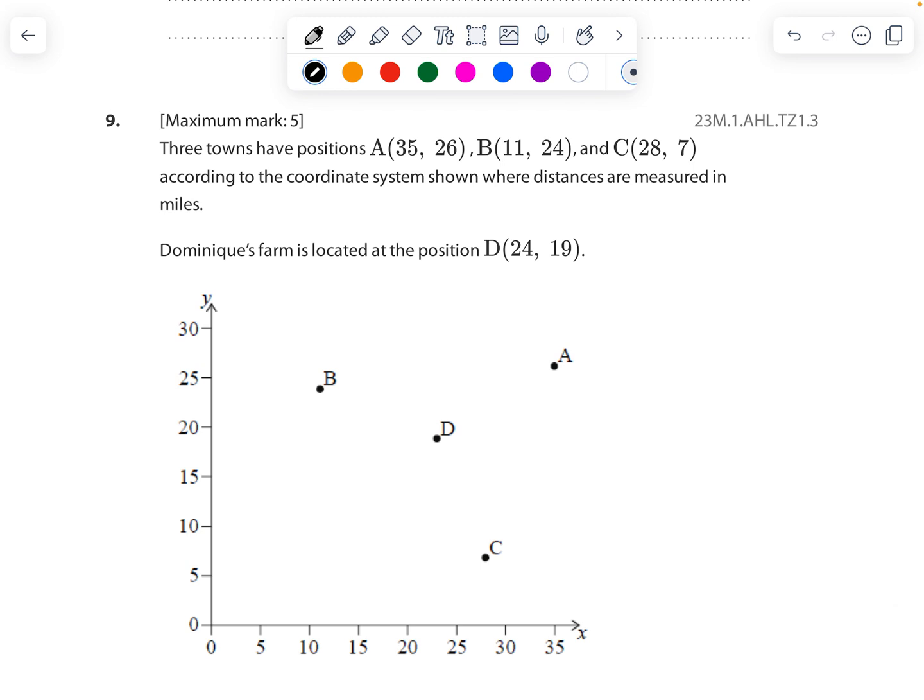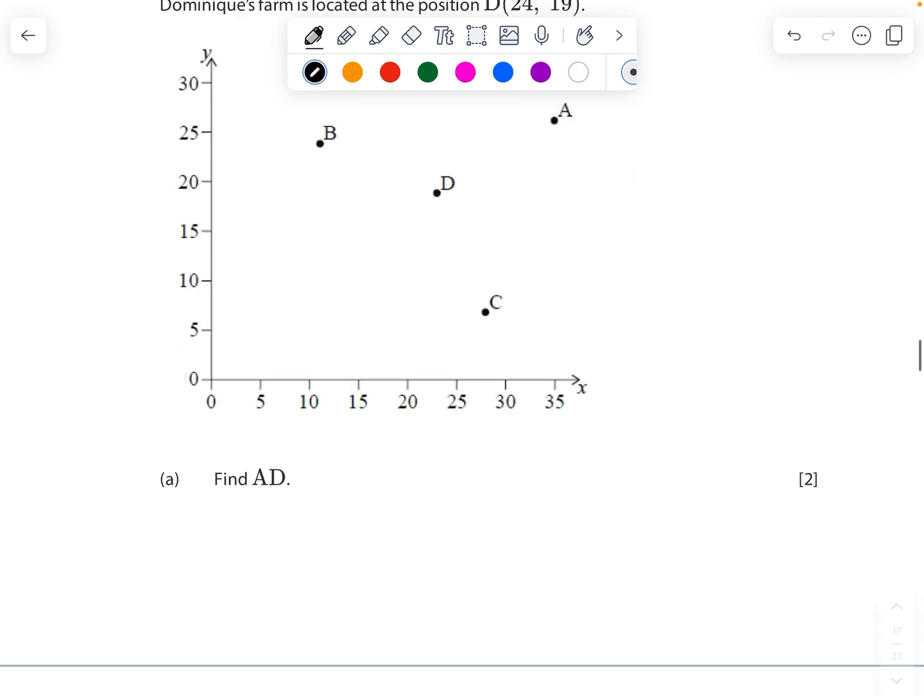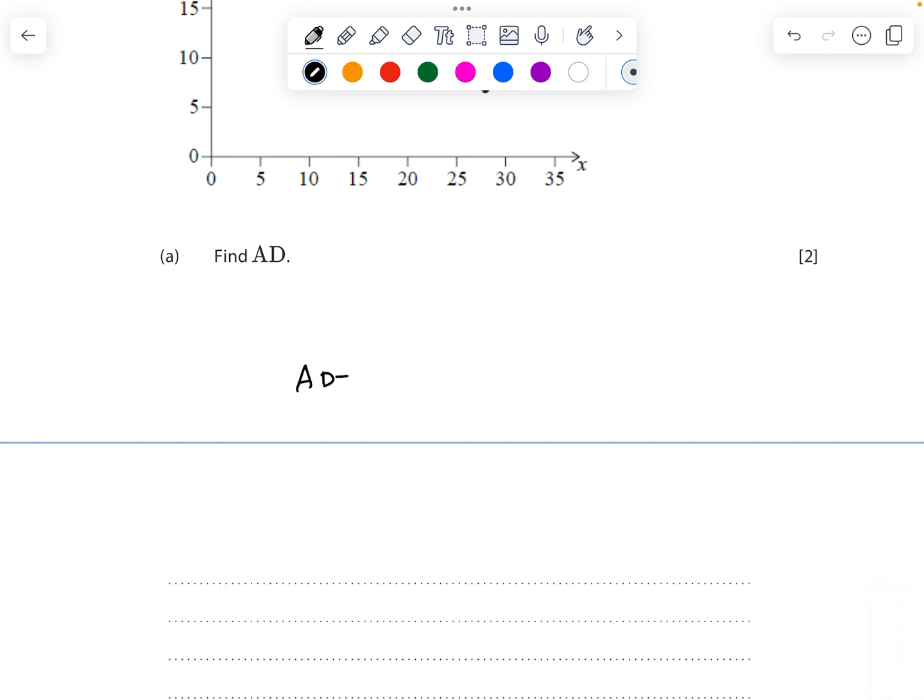Three towns have a position according to the coordinate system. Find the distance AD. So AD equals square root of 11 square plus 7 square, which is 13.0 miles.